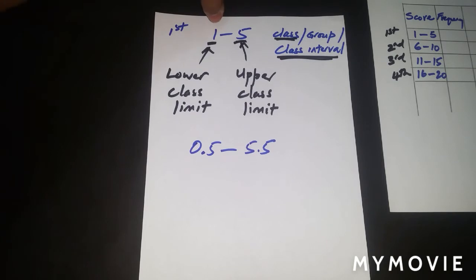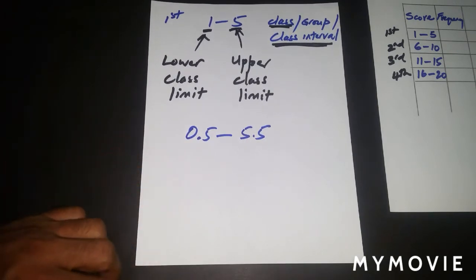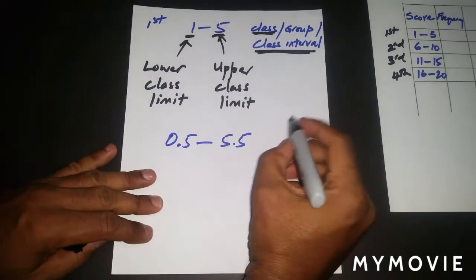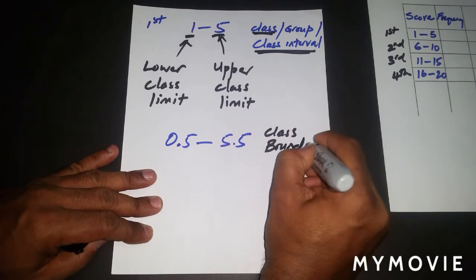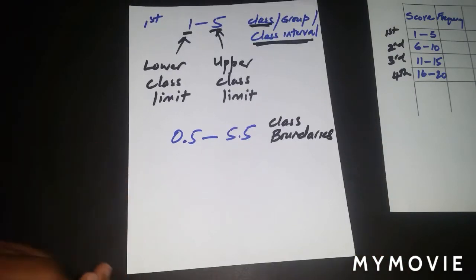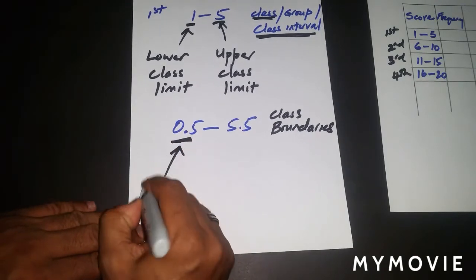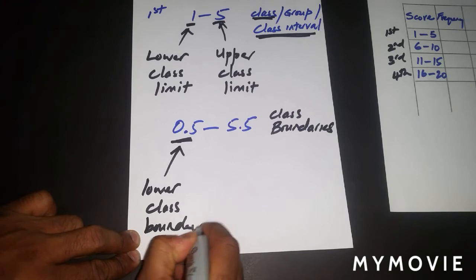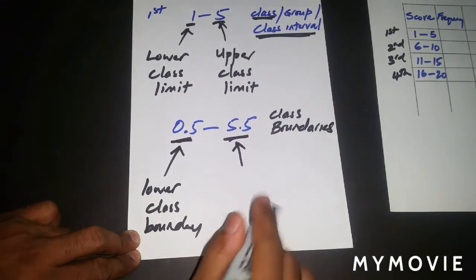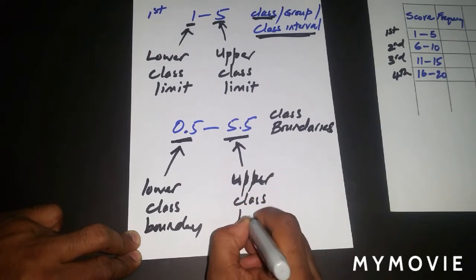So if the class is 1 to 5, just take away 0.5 on this side and add 0.5 on that side. So it will be 0.5 to 5.5. Now, these are the class boundaries. Class boundaries for the first class, 1 to 5. And this guy here would be the lower class boundary. Okay, and what do you think this guy would be called? That's right, this would be called the upper class boundary.